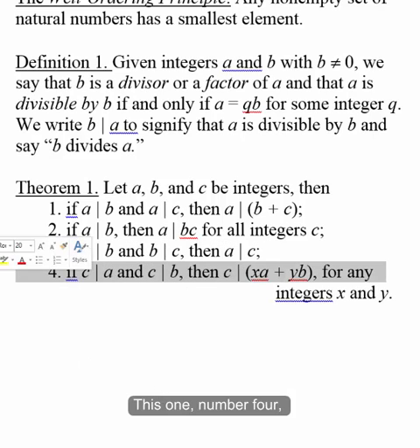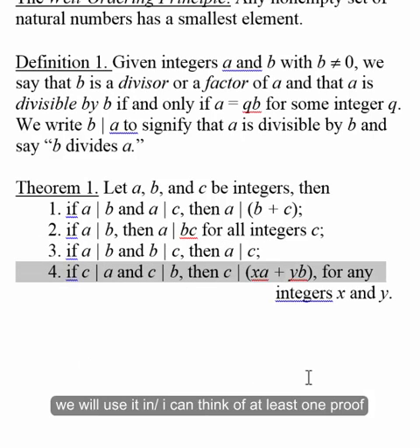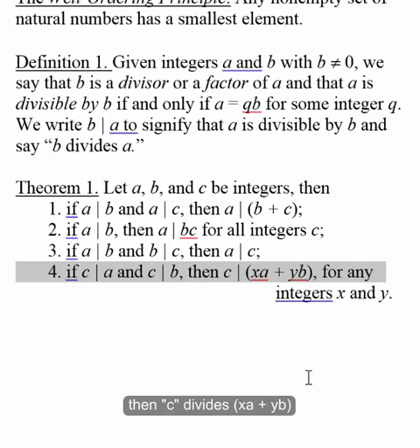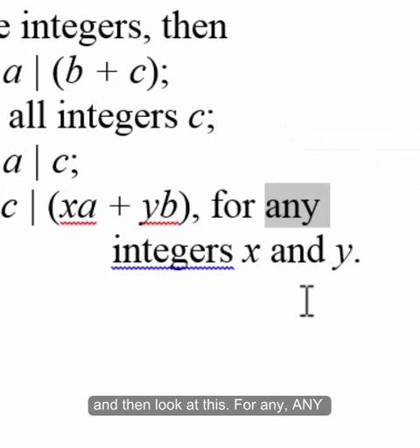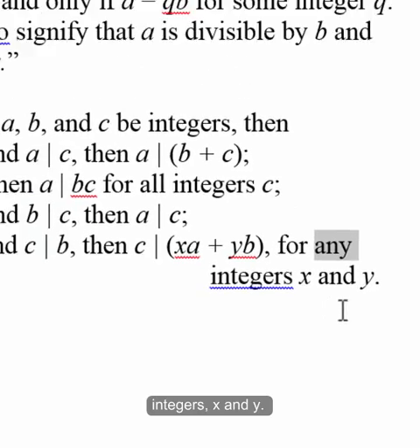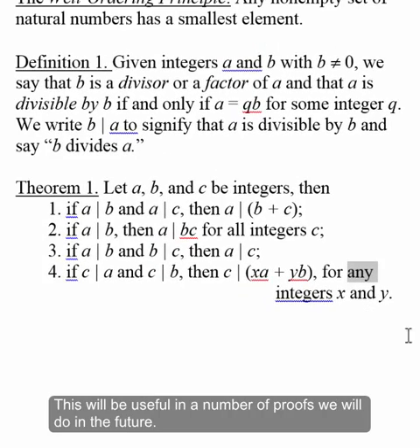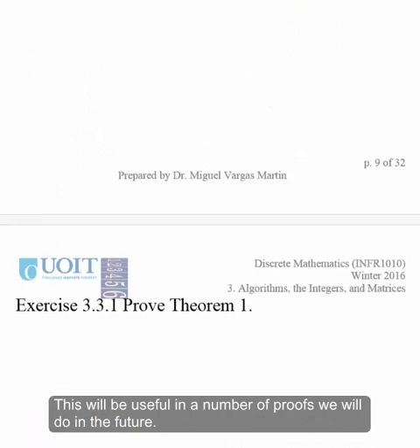This one, number 4, we'll use in at least one proof that I can think of now that we'll do in the future. It says that if c divides a and c divides b, then c divides xa plus yb, for any integers x and y. This will be very useful in a number of proofs that we do in the future.